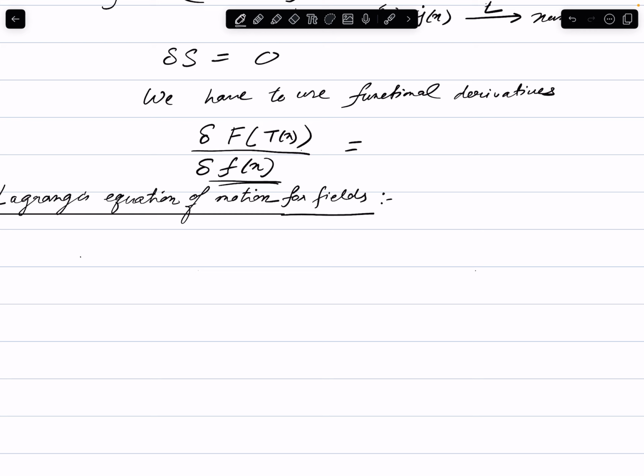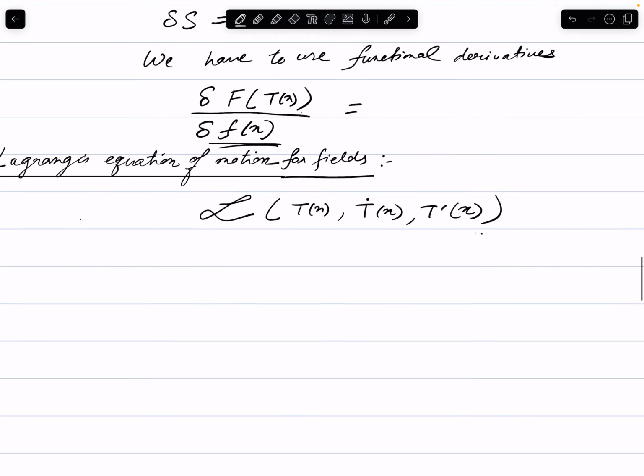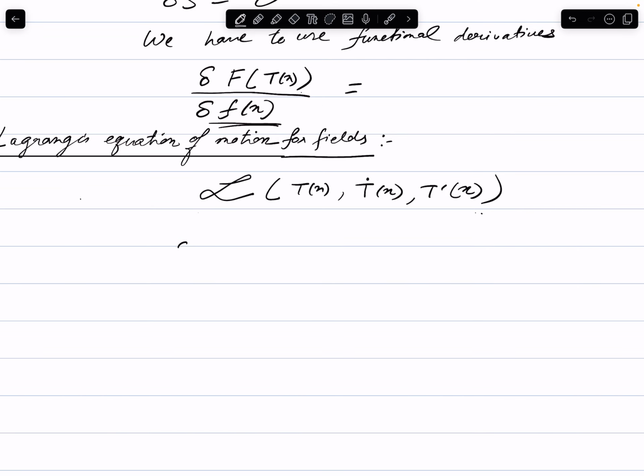Okay, so the final thing, the Lagrange's equation of motion is given by, so suppose I have a Lagrangian density, this is the Lagrange density, remember, of some function t of x, and then all the derivatives, let's say for simplicity, there are two of them, then the equation of motion looks like del L. So the usual equation of motion was d/dt of del L over del x dot.